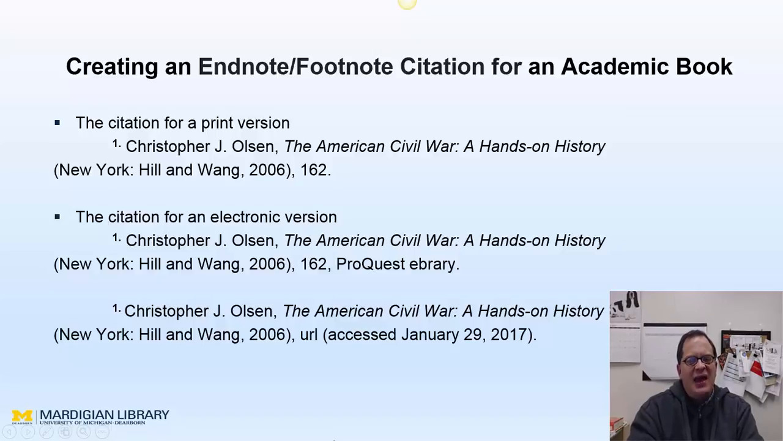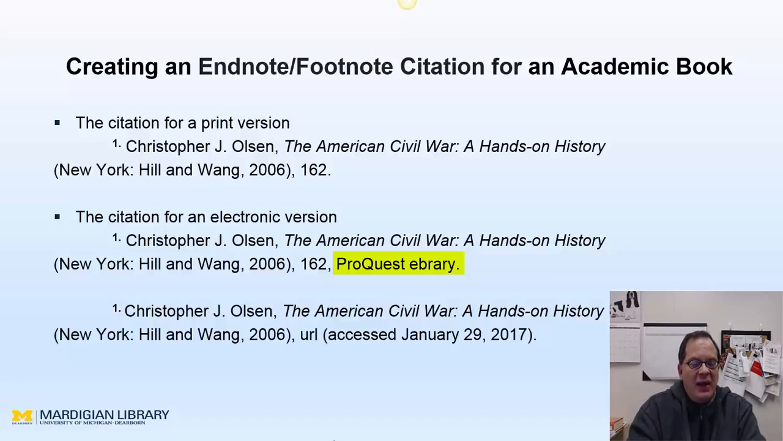Okay, let's say that this item was available electronically. The only thing that would change in this citation now is how you're viewing the item. That would be an addition to the citation. So you see here in the second citation, ProQuest eBrary. ProQuest eBrary is a collection of books that the library has electronically, and that's the provider. So they have their own sort of ebook interface that you would be viewing it from.